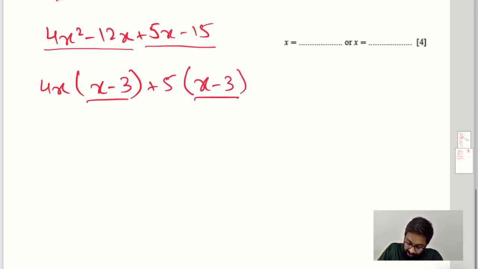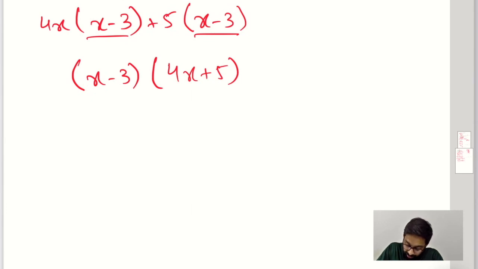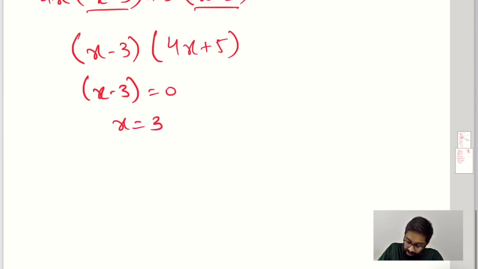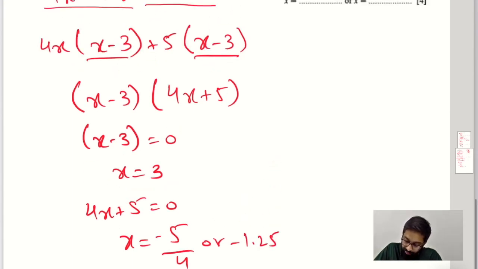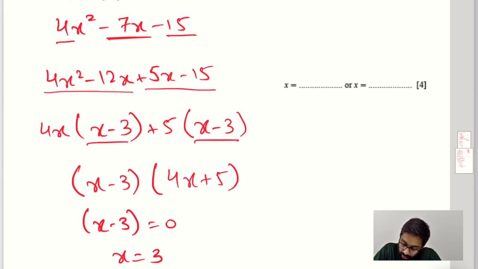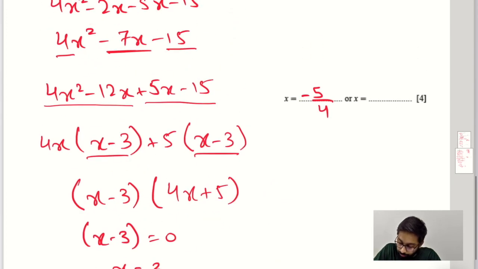Since these two are same, I have x minus 3 as one of the factors and 4x plus 5 as the other factor. To find the value of x, I set both of them equal to 0, so x is equal to 3 in this case. And then 4x plus 5 equal to 0 gives me x equal to negative 5 over 4, which is negative 1.25. So the two values that I get are negative 5 over 4 or 3.